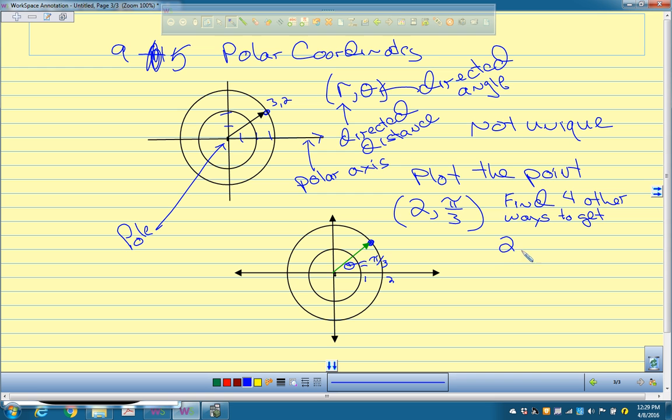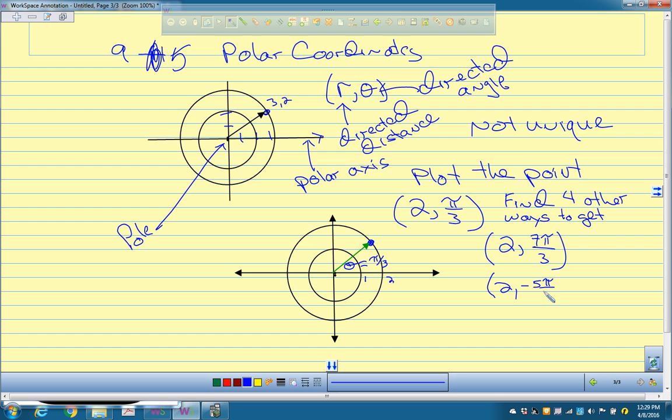So I could go 2, comma, and then I could go around the circle once, and then add that little pi over 3. So that would be 2, comma, how many pi's over 3 would that be? 7 pi over 3. What if I went this way, and then I went this way? How many pi's over 3 would that be? That would be 2, comma, negative, how many pi's over 3? 5 pi over 3.